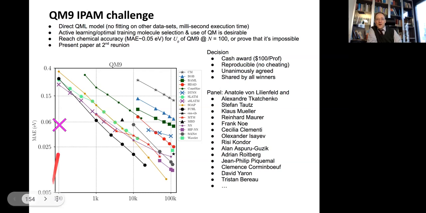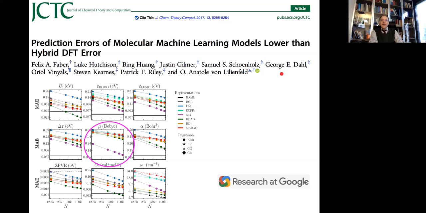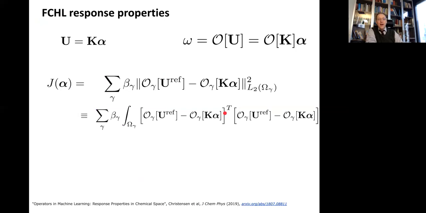All right. I would still like to briefly discuss one more paper. If we go to this paper where we did the comparison with the Google guys, there's one property for which basically all kernel models made very poor predictions in comparison to a neural net. And that's the dipole moment. And so we were wondering why this is the case.